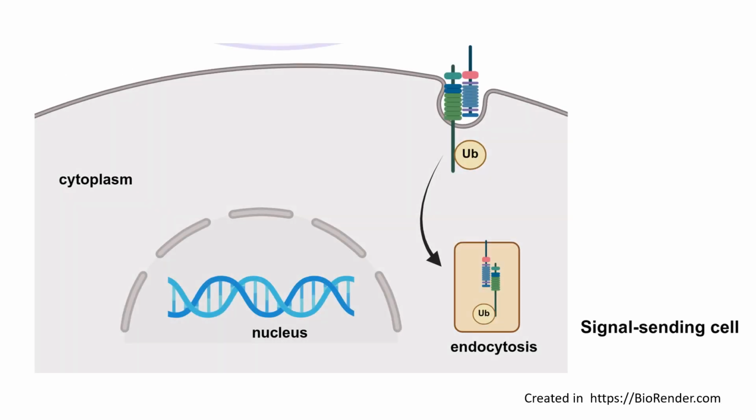Step 4. Inside the signal sending cell, there is a pooling effect of the complex, the delta together with the notch extracellular domain, and therefore this complex is endocytosed into the signal sending cell.